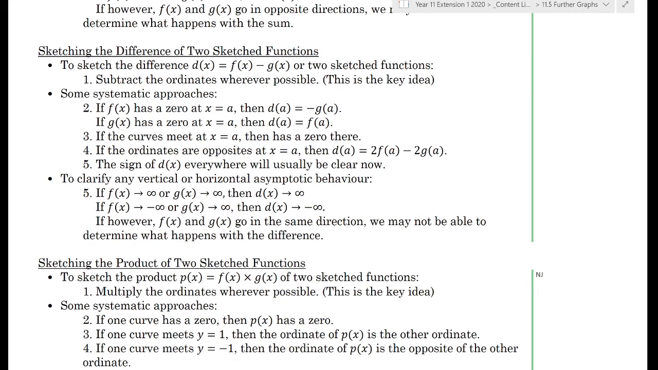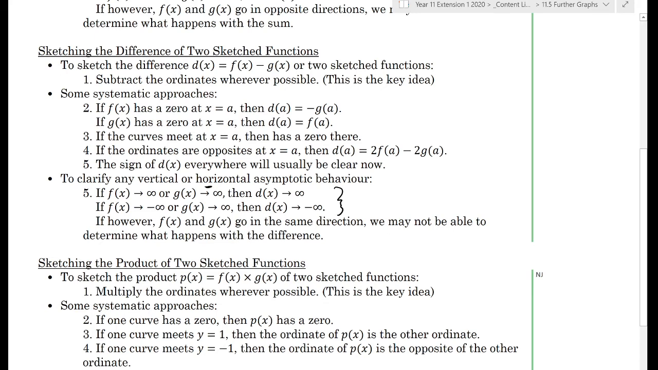The sign of d of x everywhere should be clear now. And okay, so the other thing is with the infinities. To clarify any vertical or horizontal asymptotic behavior, if f of x is approaching infinity or g of x is approaching infinity, then the difference approaches infinity. That's not right. That should be if f of x is approaching infinity or g of x is approaching negative infinity, then d of x is approaching infinity.